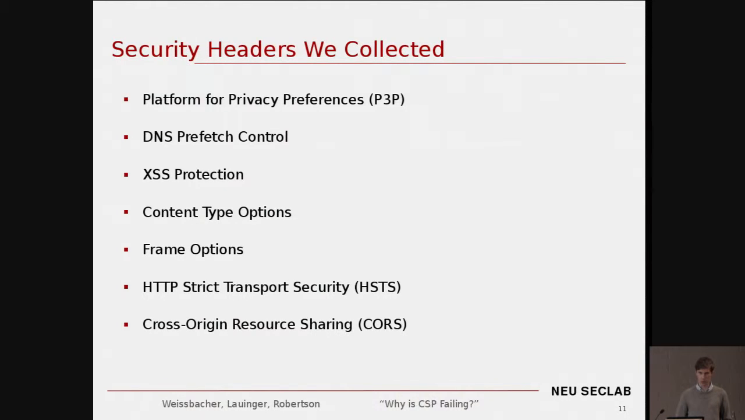Content type options allows to disable MIME type sniffing. Frame option can block iframing of a site. HSTS allows to provide a more secure HTTPS setting, so a user can be disallowed from just ignoring unsafe certificates. And CORS is a technique where a website can tweak the same origin policy, so XHR can be sent to other domains than the one specified by SOP.